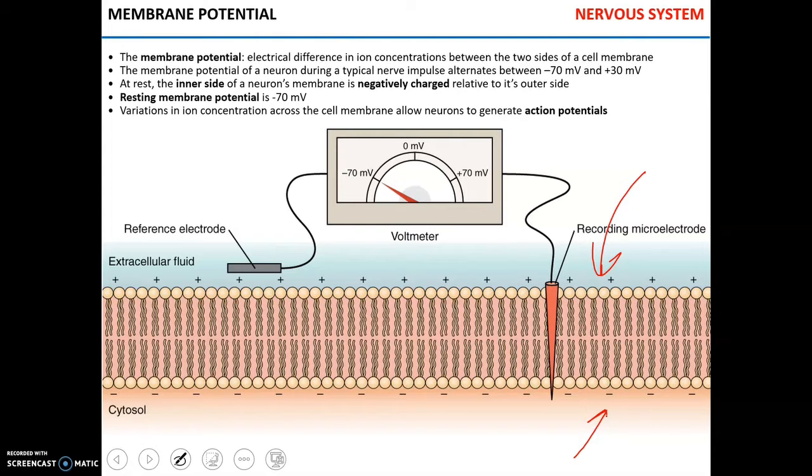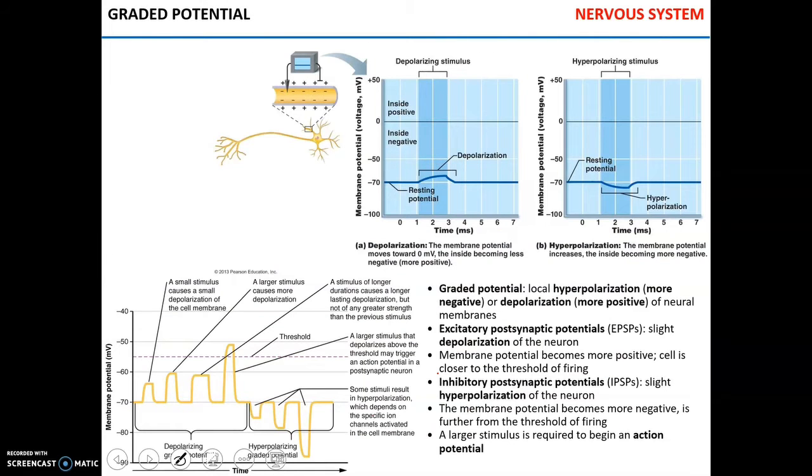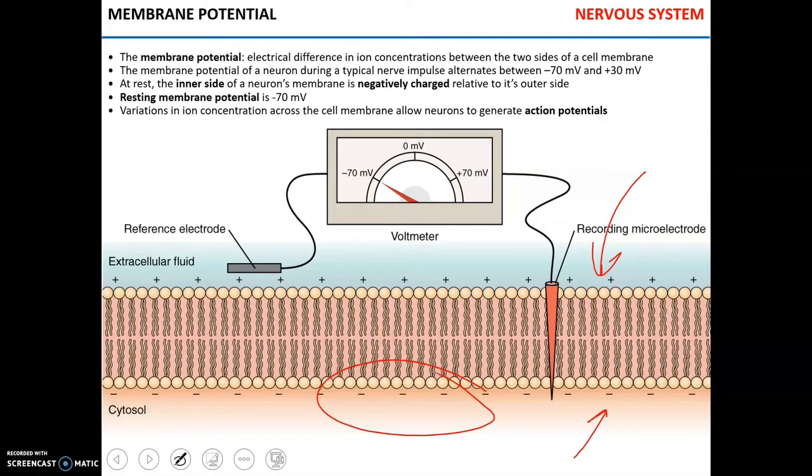So as we mentioned, at rest, the inner side is always negative. That's where we measure it, therefore negative 70 millivolts. And the changes in the charge, changes in the ion concentration across the cell membrane, is what generates the signal that goes through the axon, the action potential.